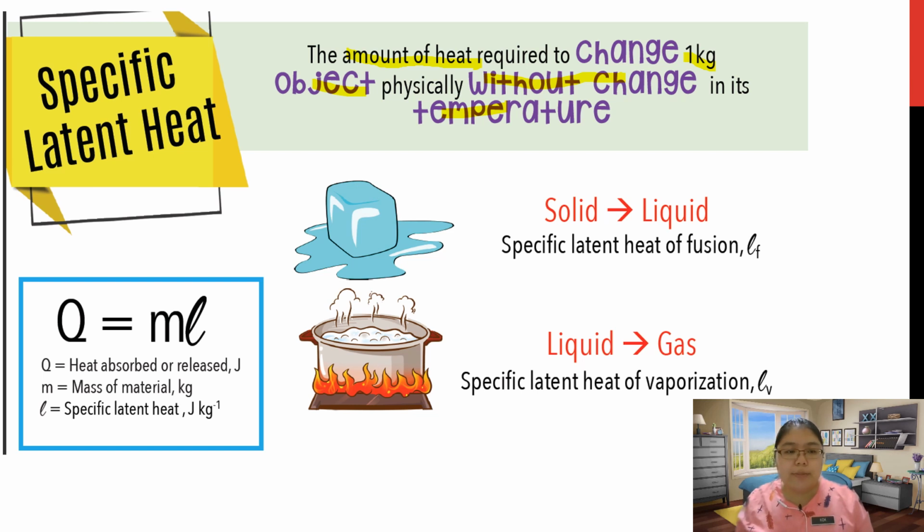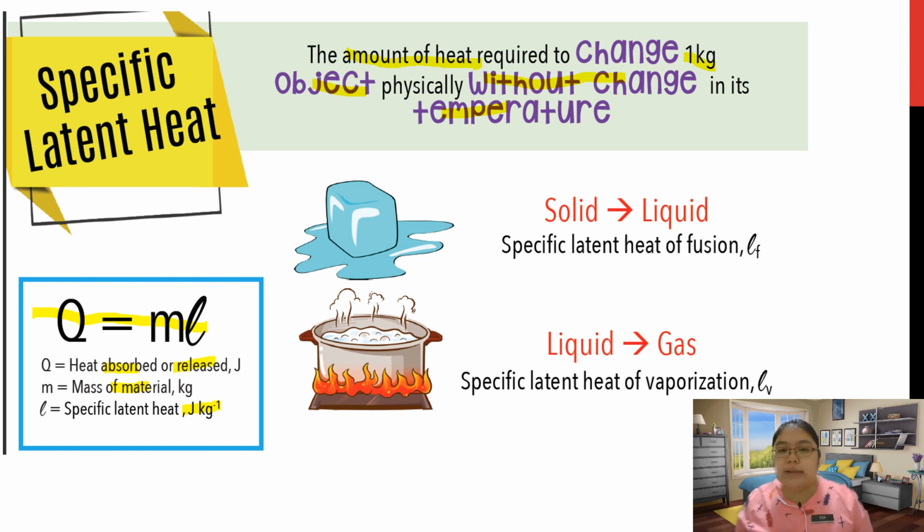Now we can see the formula. Q equals ml. Q is the heat absorbed. You can also say it is the heat released. m is the mass of the material. Then L is the specific latent heat. So this is what I want to introduce today. L stands for latent heat. Now if you want to find L, then the mass should be moved to the other side. Q over m equals L. So from here, the unit for the latent heat should be joule per kilogram.